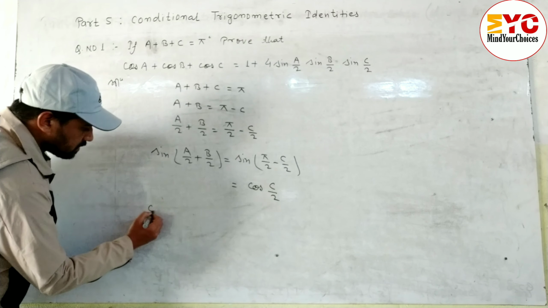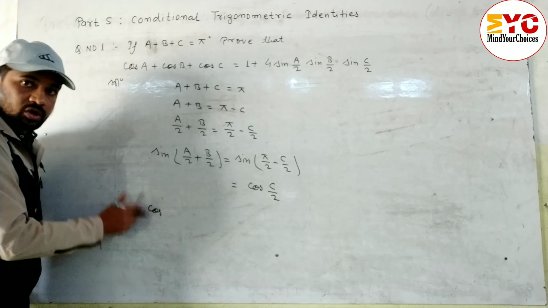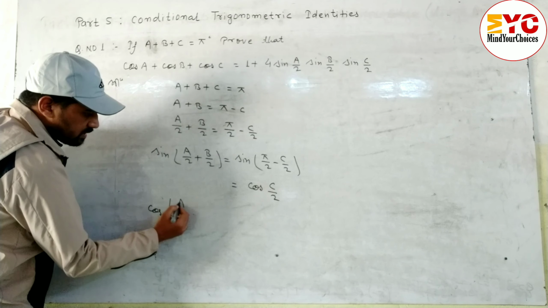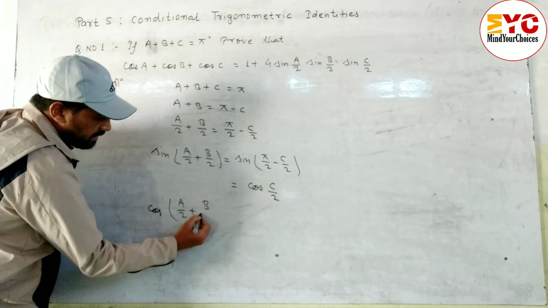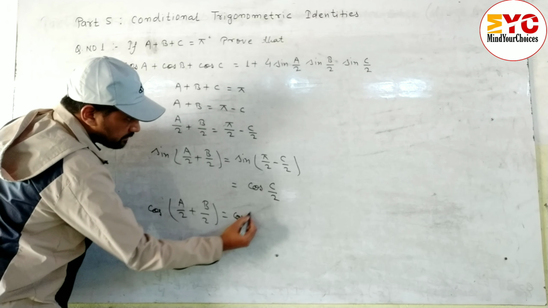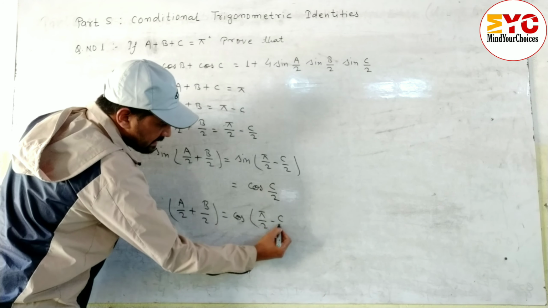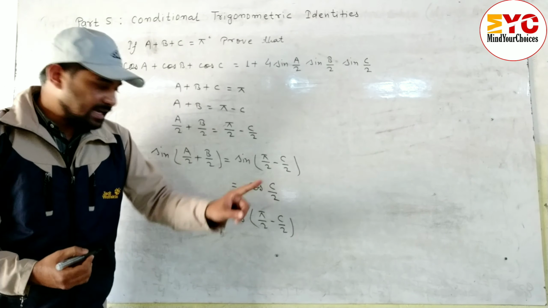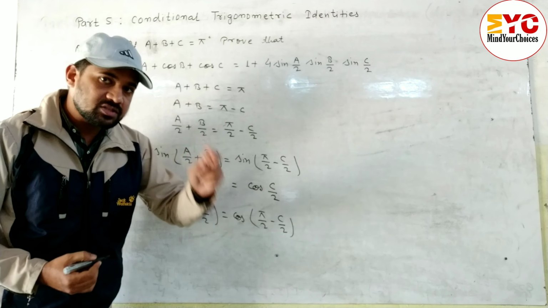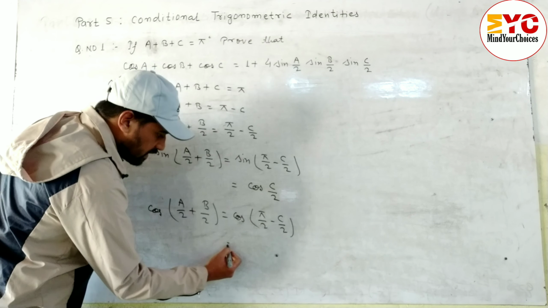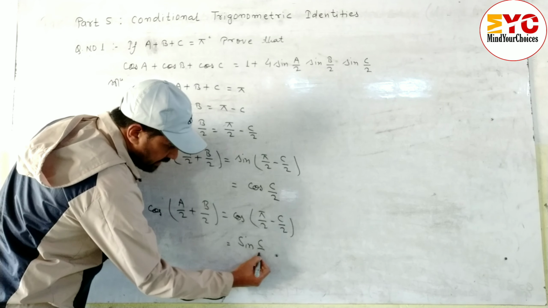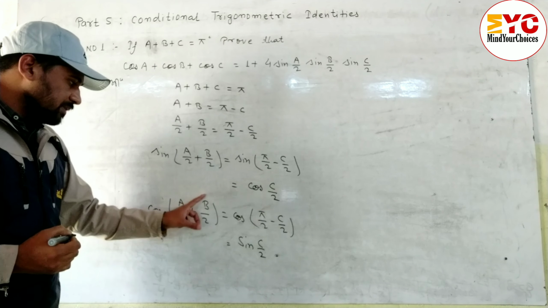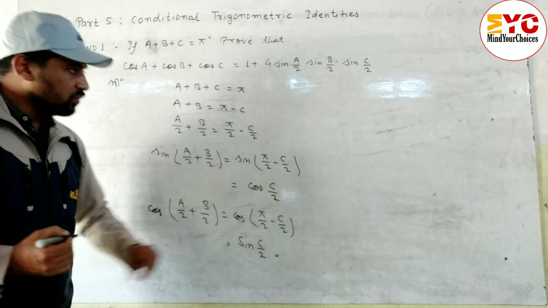Similarly, we have to take cos. Always we have to take sine and cos. Taking cos both sides, cos of a by 2 plus b by 2 is equal to cos of pi by 2 minus c by 2. 90 means change. We have to change cos into sine, and 90 minus c by 2 means first quadrant, and first quadrant means all positive. So we can write here sine c by 2. So the value of cos of a by 2 plus b by 2 is sine c by 2.